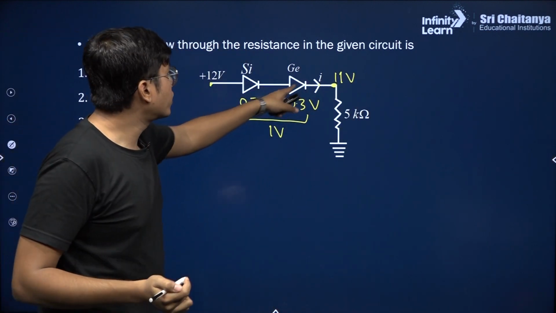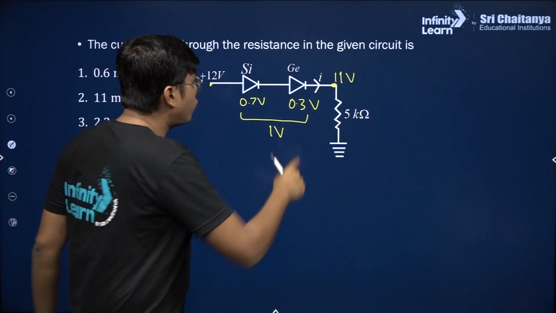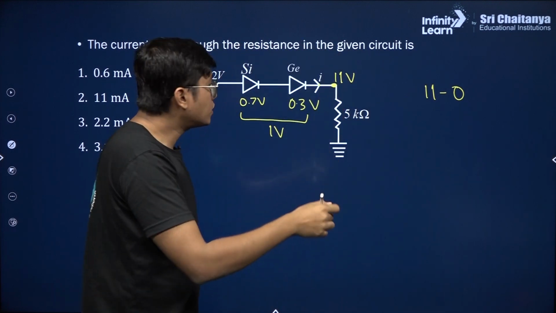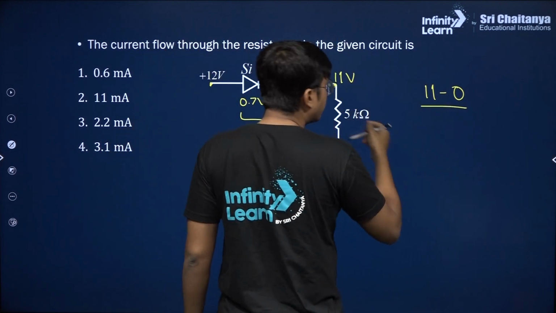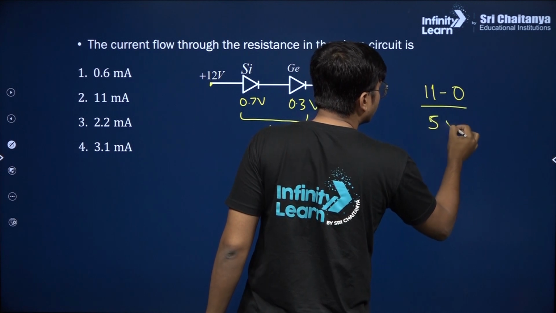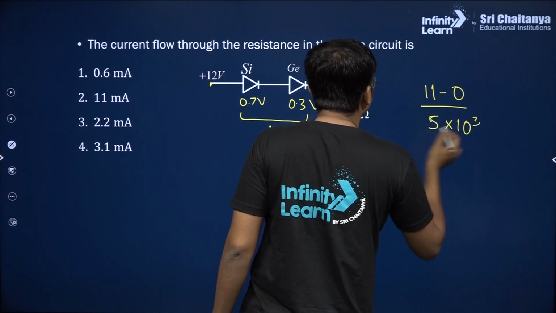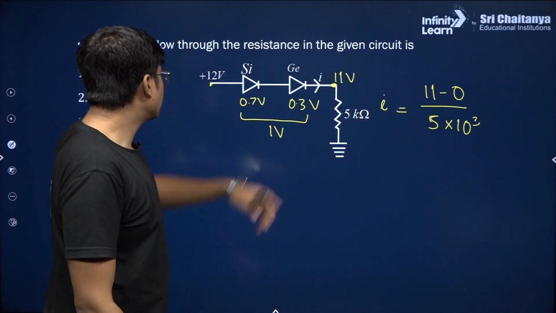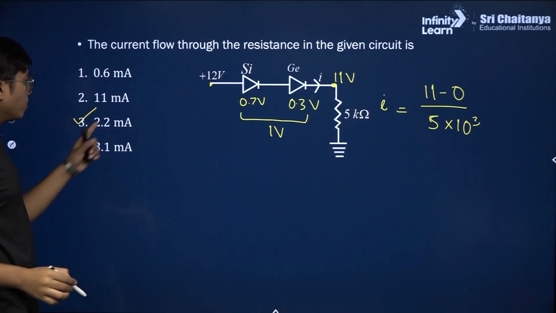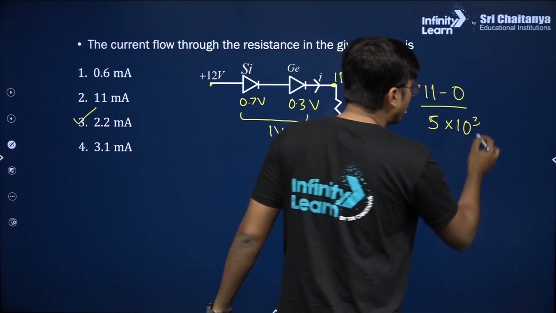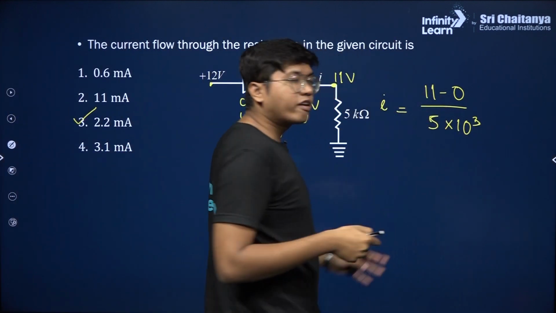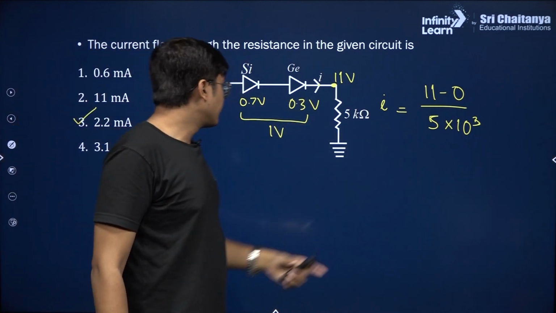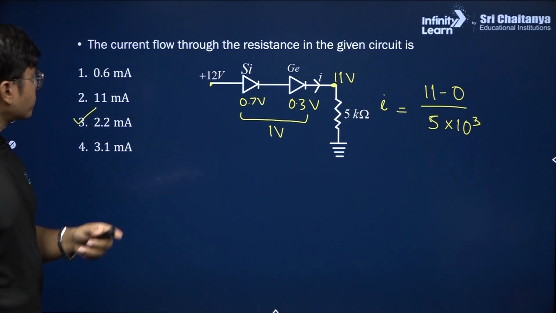Now you can calculate what is the current flowing, because the current flowing is effectively 11 minus 0, 11 volts to 0 volts, V divided by R, that is 5 kilo ohms, so 5 into 10 to the power 3, that is going to be your current. 11 by 5 into 10 to the power 3, you can check, your answer would be coming 2.2 milliamperes. The milli comes because of this 10 to the power 3; 11 by 5 by itself is 2.2, and because there's 1 by 10 to the power 3, that leads to the milliampere over here.